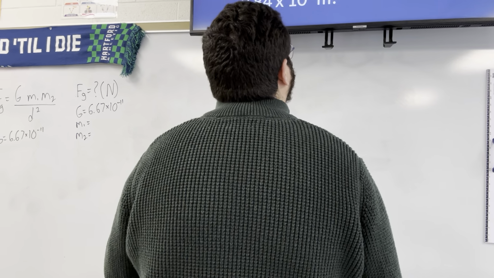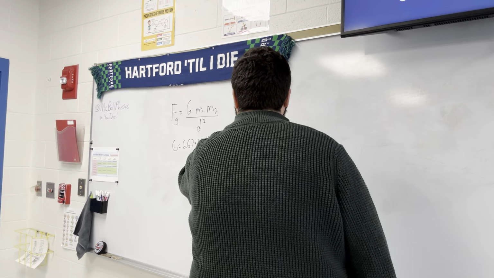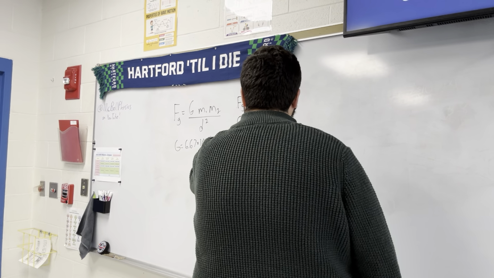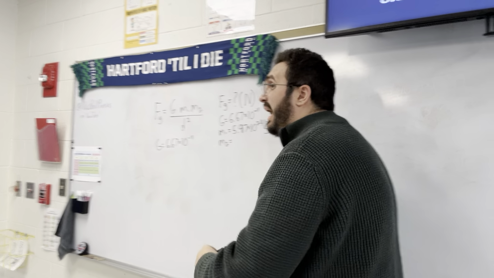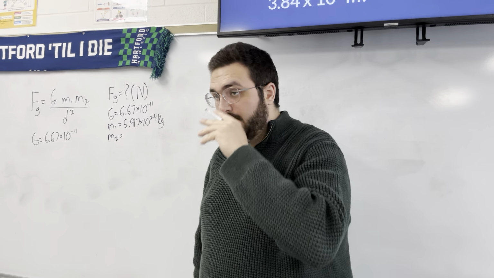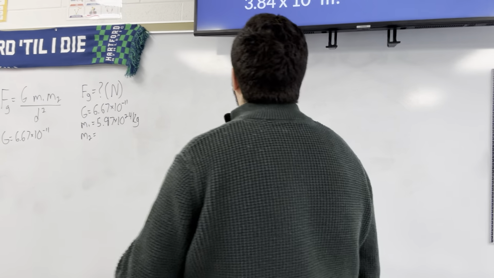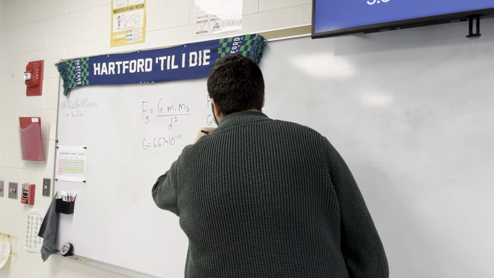So, M1 is 5.97 times 10 to the 24 kilograms. And that is given to us directly by the problem itself, so we don't need to worry about that. M2, also given to us directly by the problem itself, is 7.35 times 10 to the 22 kilograms.